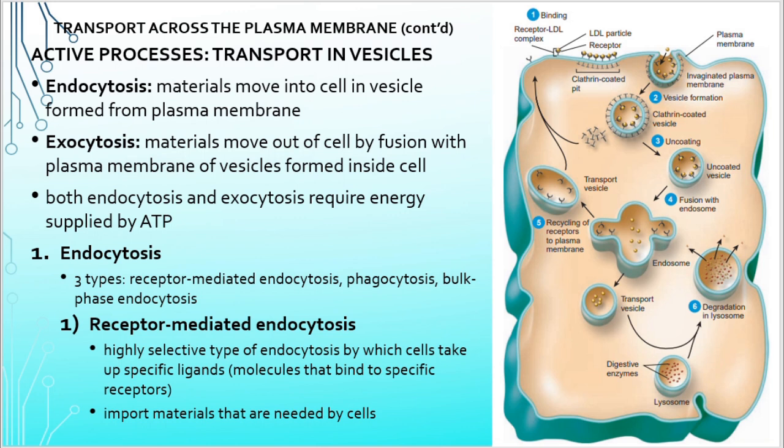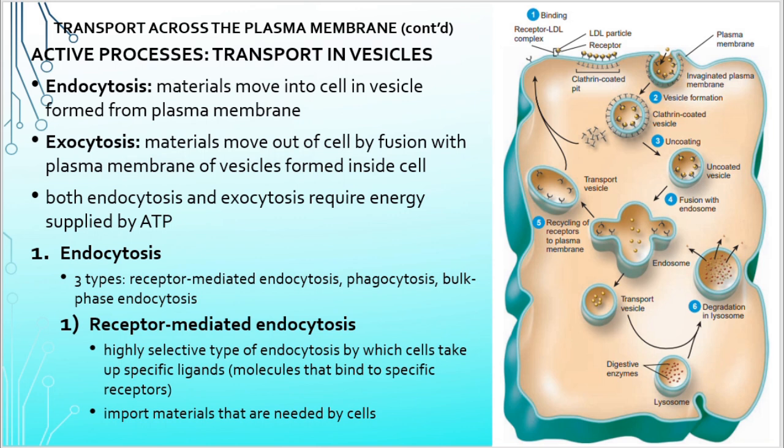Receptor-mediated endocytosis is a highly selective type of endocytosis by which cells take up specific ligands. Remember, we said ligands are molecules that bind to a specific receptor. A vesicle forms after a receptor protein in the plasma membrane recognizes and binds to a particular particle in the extracellular fluid.